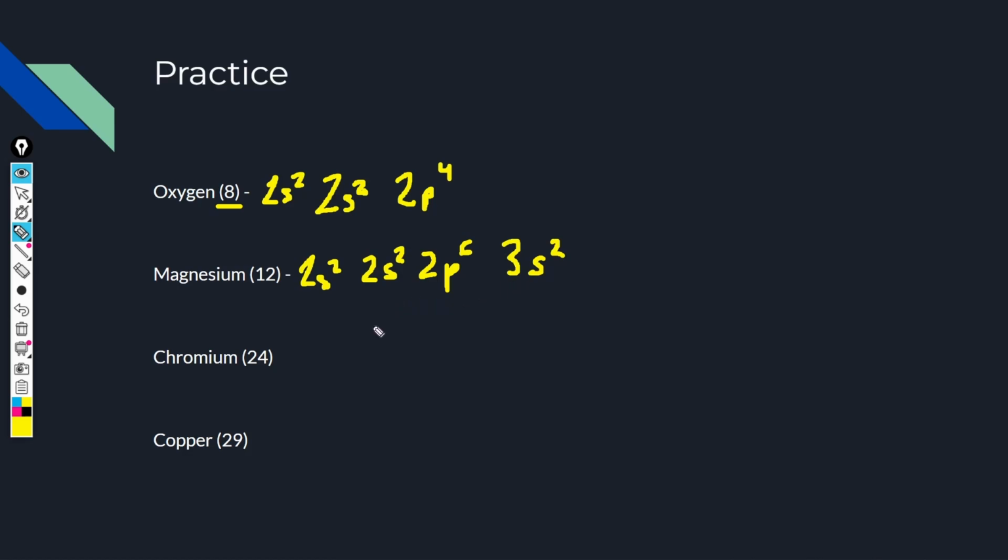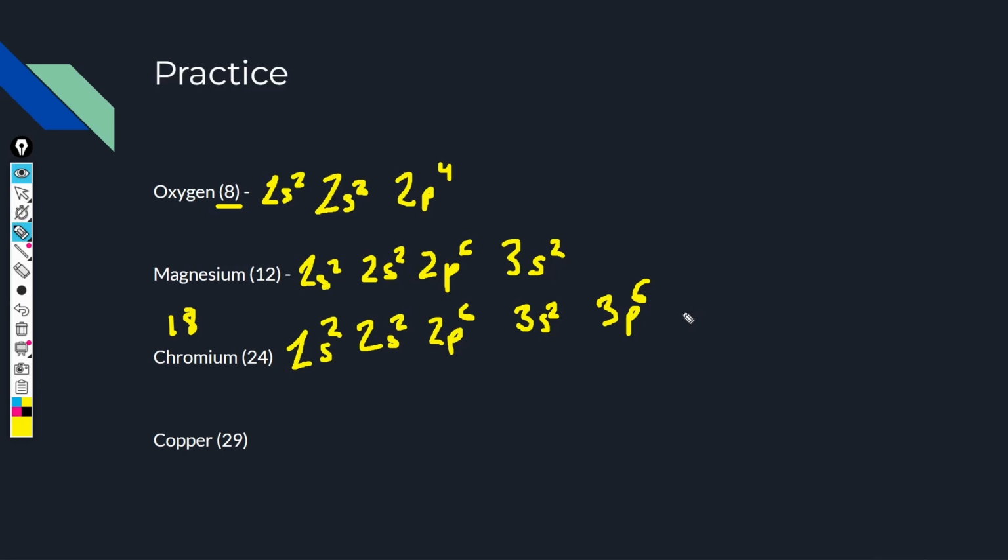Now we're going to look at chromium. Chromium is an exception to this rule. It will go like 1s2, 2s2, 2p6. This is the first 10 electrons, then 3s2. Now, what would you think? It will go to 3p6, right? So this is 12, so it'll be 3p6. How many electrons is this? This is 18 electrons, right? And how many are left? 6. So you'd assume it would be 4s2 and 3d4.